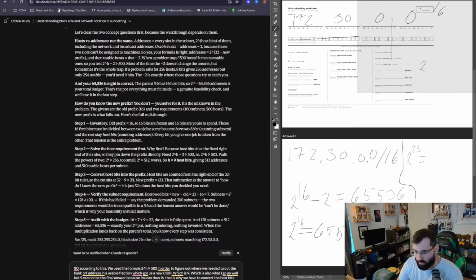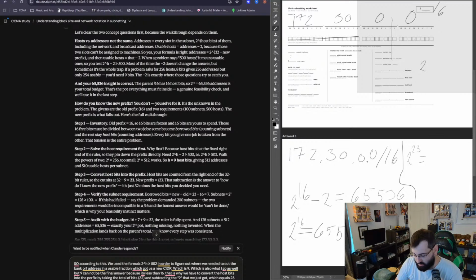So where am I at with this? What does this mean? Convert the host bits to the prefix. The host bits are counted from the right end of the 32-bit ruler, which is over here. That's the host bits. So the cut sits at 32 minus 9, which is 23. New prefix is 23.